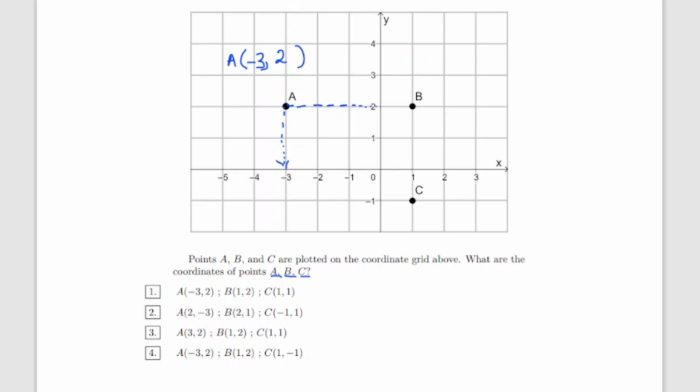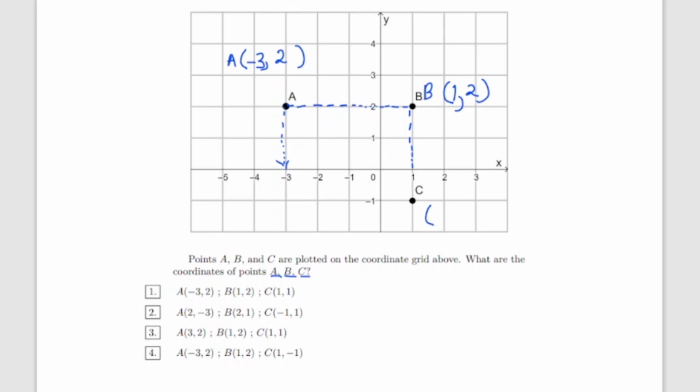And then again, we can find the coordinates of point B. So if we just draw a line from B all the way down to the x-axis, the first number of the pair is always the x-coordinate, we come down to 1. So we'll just have 1, comma, and then we draw a line all the way to the y-axis, and that crosses the line at 2. So the coordinates of B are 1, 2.